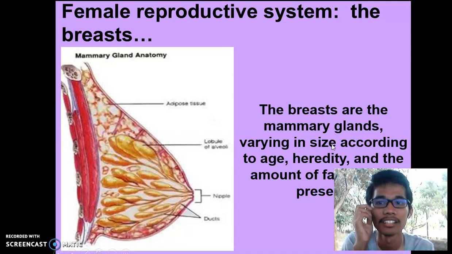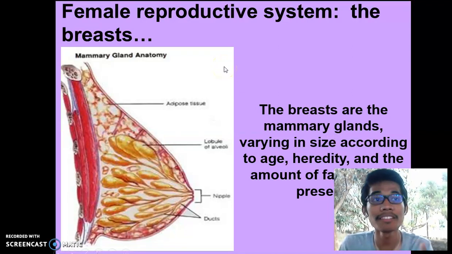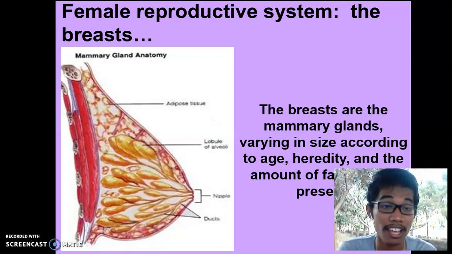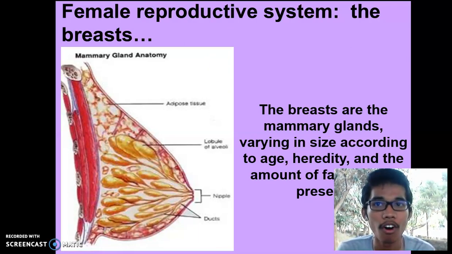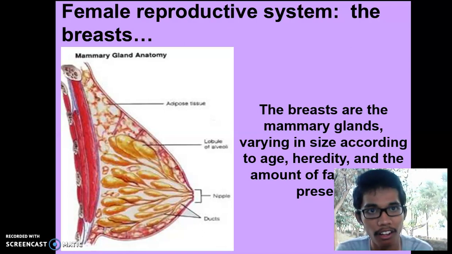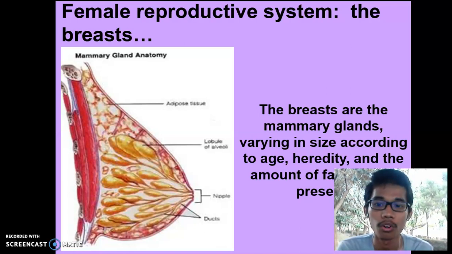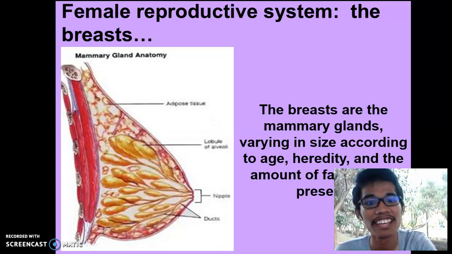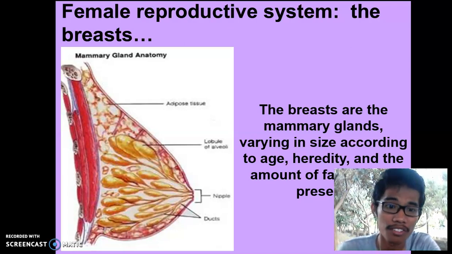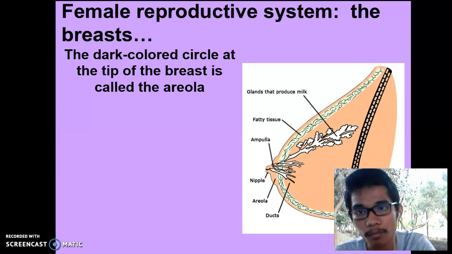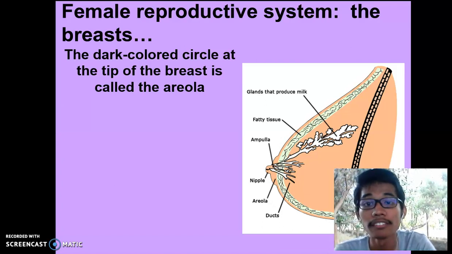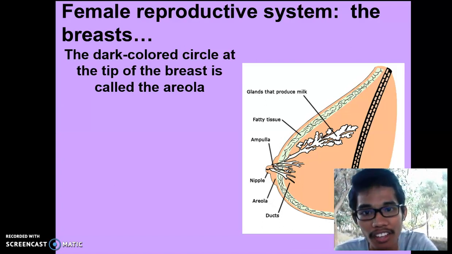Now for the woman's breast. The breasts are the mammary glands, which are found in all mammals, varying in size according to age, heredity, and the amount of fatty tissue present. The dark colored circle at the tip of the breast is called the areola.